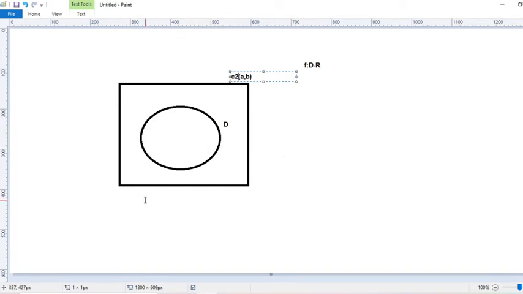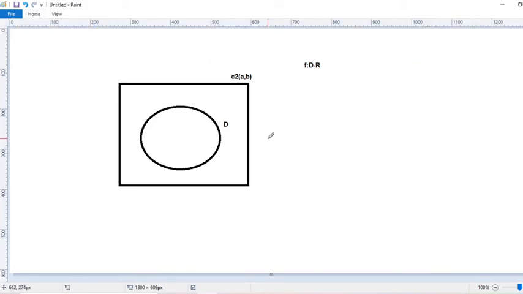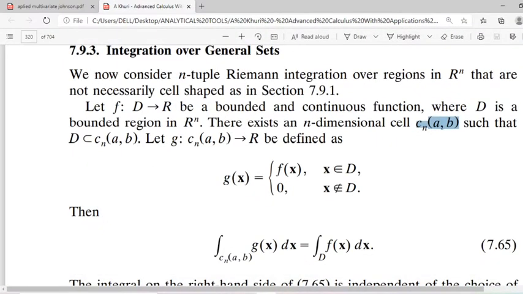So we have to integrate the function over the region D. It can be a lamina, whatever it is. For this domain D, we can select a cell C2 of a comma b in such a way that D is contained in the set C2 of a, b. That is the construction.